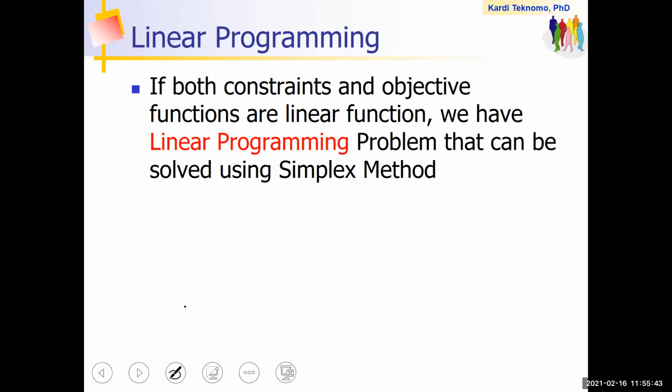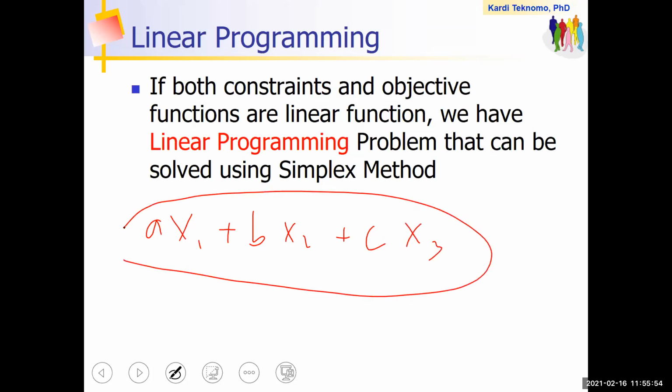Okay, so you will have A times x1 plus B times x2 plus C times x3 and so on. This is called a linear combination. If you have a linear combination, both in the constraints and the objective function, then you have linear programming.